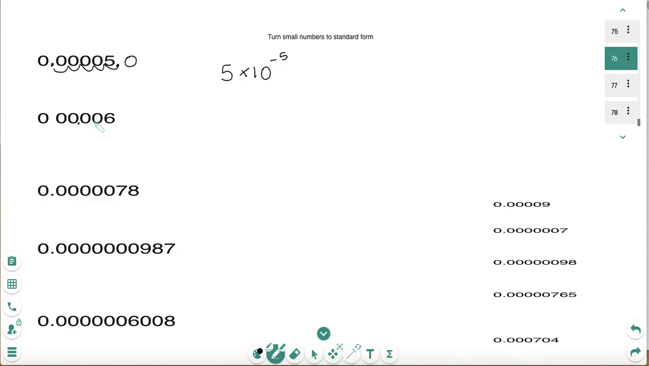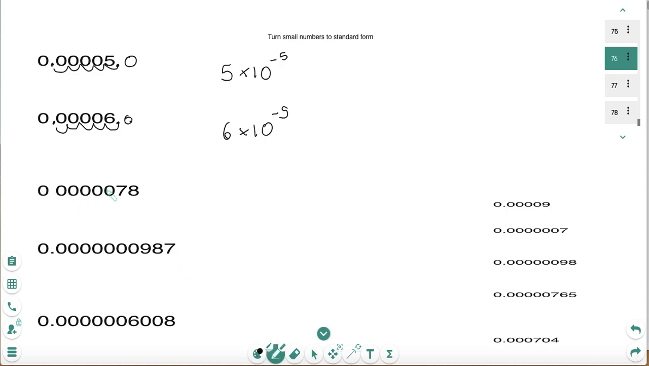Here, 0.006, no. Here, 0.06, no. Here, 0.6, here. No number, I can put a 0. 6.0, that number's in between 1 and 10, so 6 times 10. My old decimal place was here. Count 1, 2, 3, 4, 5, minus 5. Same thing here. Where would I move my decimal place?